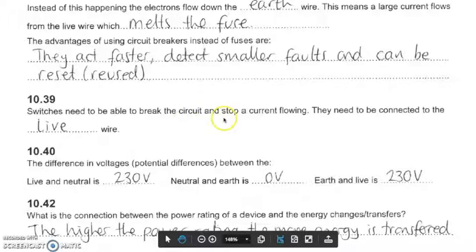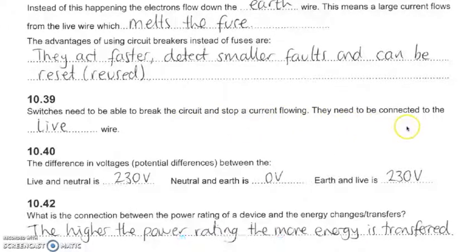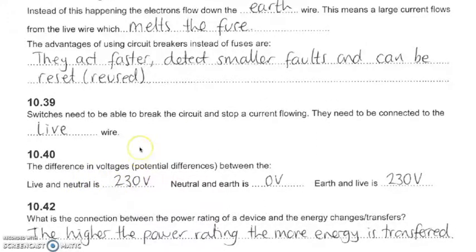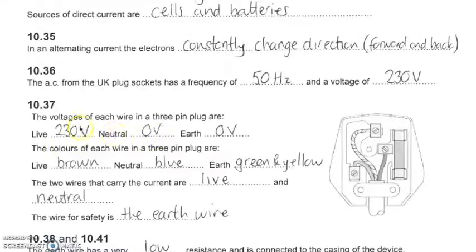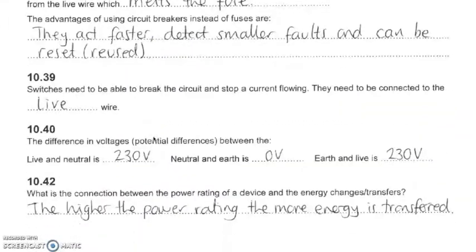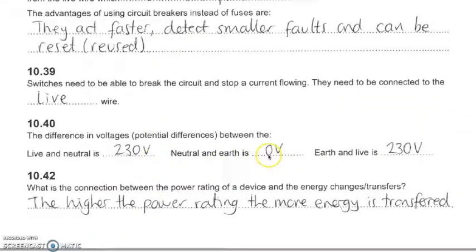Switches need to be able to break the circuit and stop a current flowing, and they need to be connected to the live wire. So, if you've got a switch, could be to turn on a light, they will be connected to the live wire, okay? And again, they can turn the circuit on or off, or they allow electricity or electrons to pass through, or not. Again, you should know the difference between the live and the neutral wire, okay? We've talked about that: 230 minus 0, so it's going to be 230 volts. Neutral and earth, 0 volts each, and the earth and the live is also 230 volts.